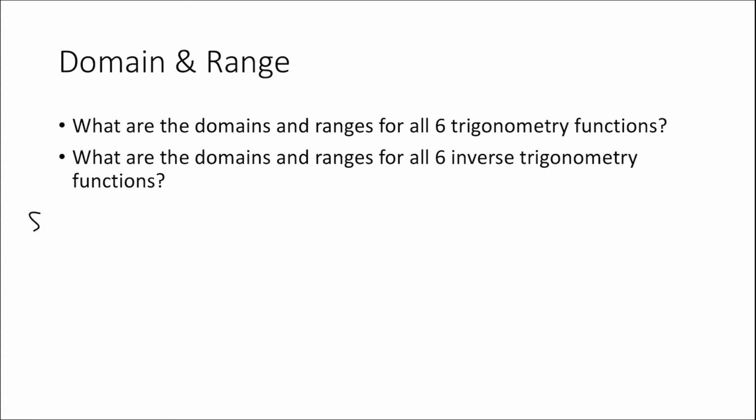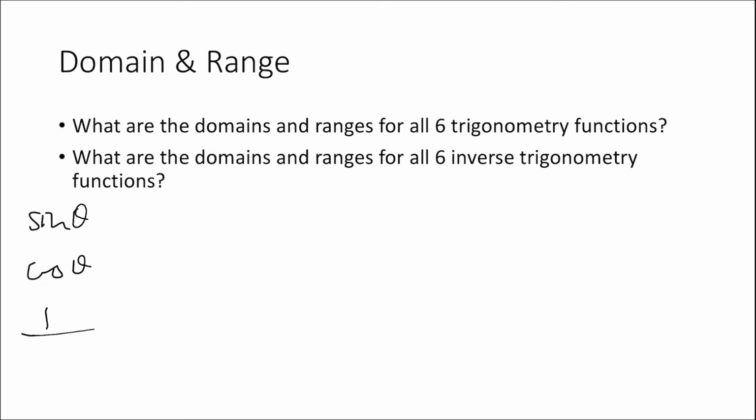So the domain of sine theta is all real numbers. Domain is what you can input into it. You can take the sine of any angle. It's periodic, so it's just going to keep going. So the domain is all real numbers, and for the range, you can only get values of -1 to 1. No matter what you take the sine of, it's always going to be between -1 and 1. Same thing for cosine: the domain is all real numbers, and the range is from -1 to 1.